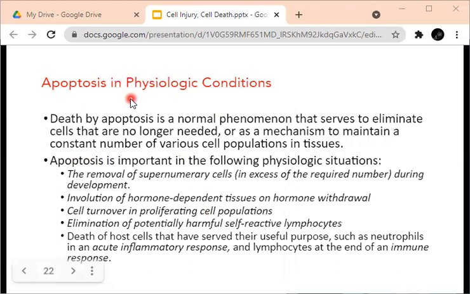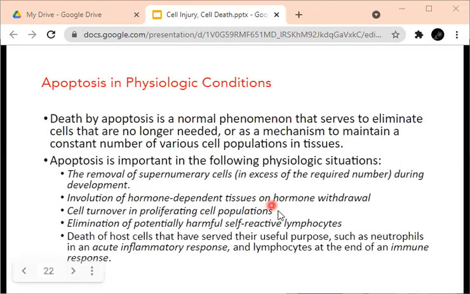Now, as I have mentioned earlier, often it is present in physiologic conditions. So death by apoptosis is a normal phenomenon, okay? Physiologic, no? That serves to eliminate cells that are no longer needed, so yung mga unwanted cells natin, or as a mechanism to maintain a constant number of cell population in tissues. So for example, ito yung mga physiologic situation. First is the removal of supernumerary cells in excess of the required number during development. So for example, the webs of the fingers during fetal development, di ba? Nako, so until ngayon, kung may webs ka pa dyan, matakot ka na, baka isa kang pato. Okay, isa kang duck, may webs yung paa, okay?